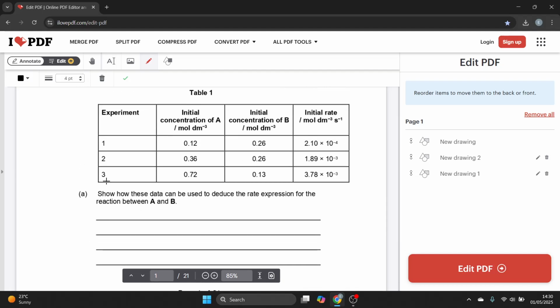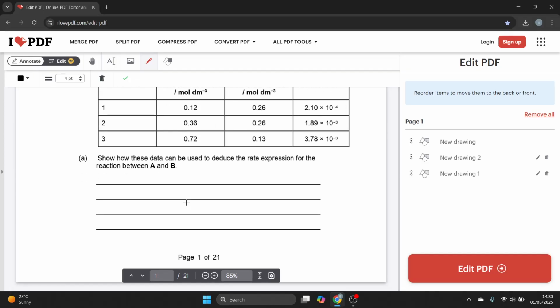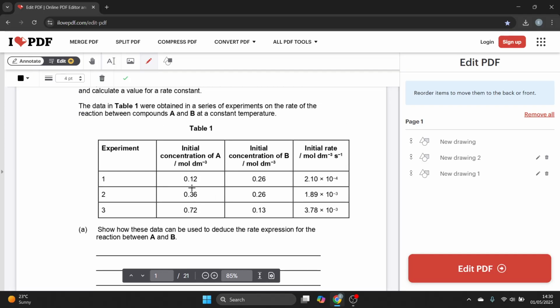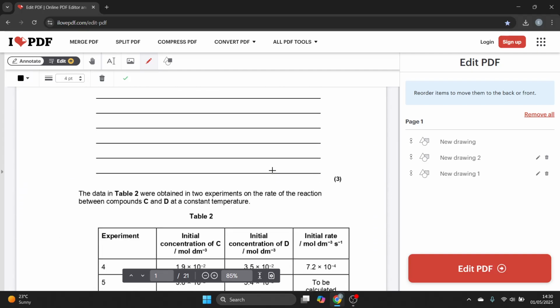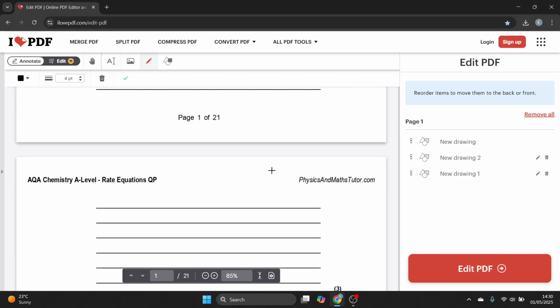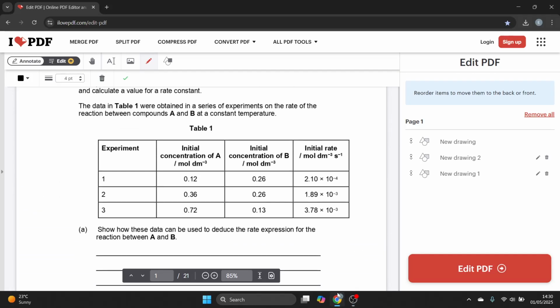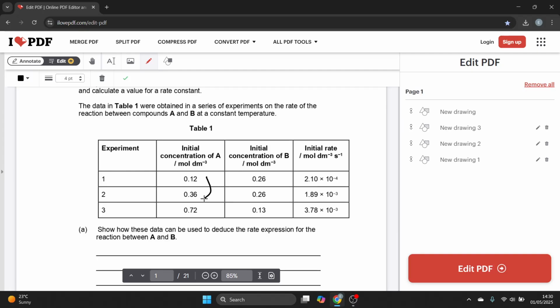Question 2: show how these data can be used to deduce a rate expression for the reaction between A and B, and it is 3 marks. So it doesn't want me to calculate anything, it wants me to show how this data can deduce the rate expression. Well, that increases by a factor of 3, and what happens to the rate? If I do that divided by that, it increases by a factor of 9. So that tells me with respect to A, it's second order.